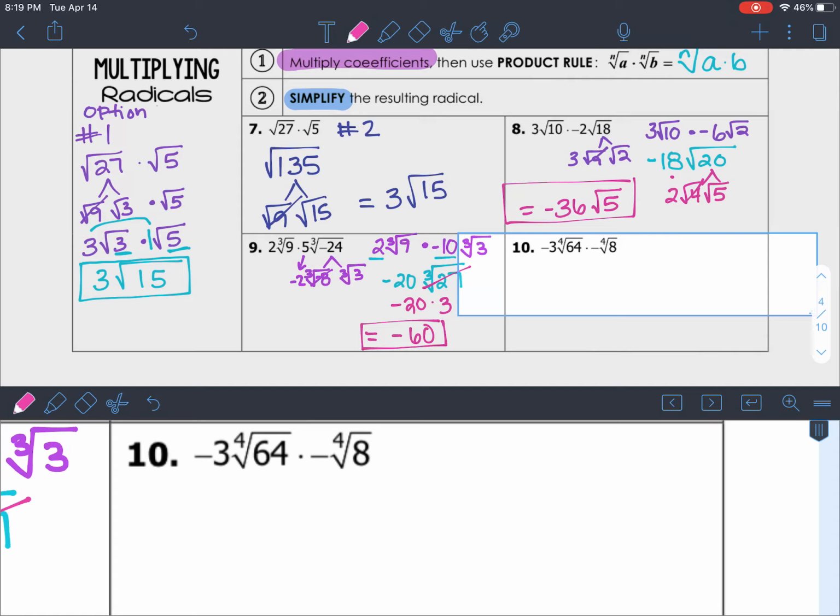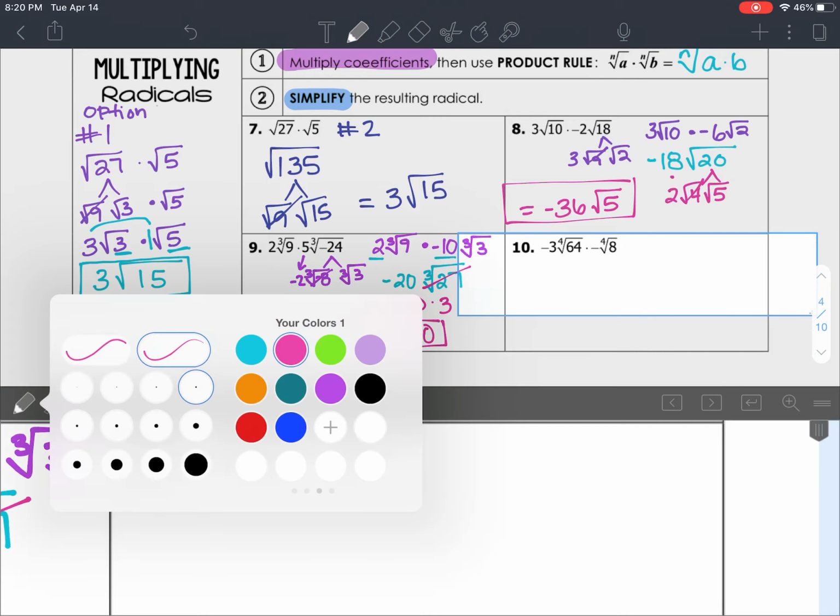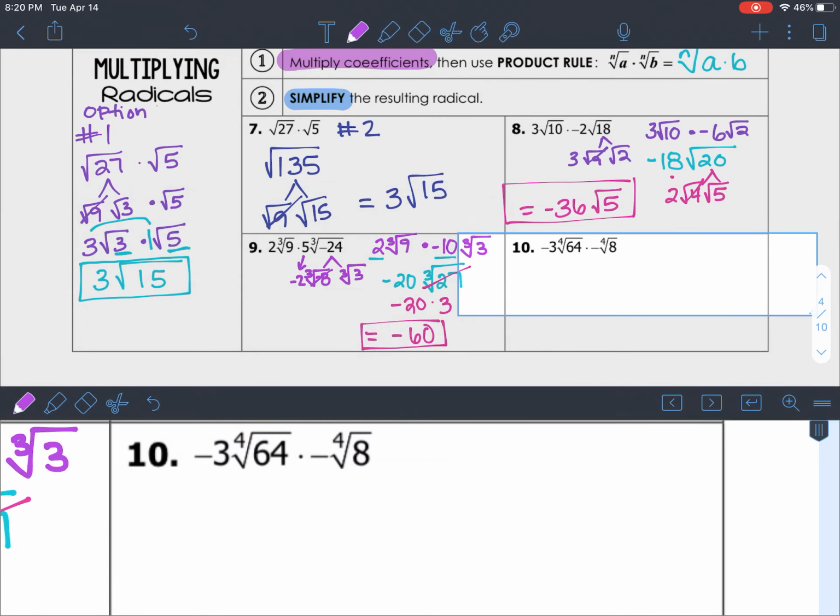If we think about our fourth roots and we think about what numbers are in that fourth root category, we're going to think about some of the numbers that go into 64. So if I go through and I check 64, 16 goes into 64, and 16 is a perfect fourth. So I can simplify this guy a little bit.